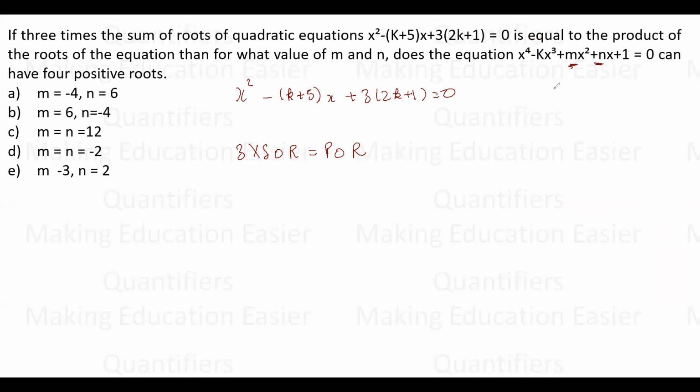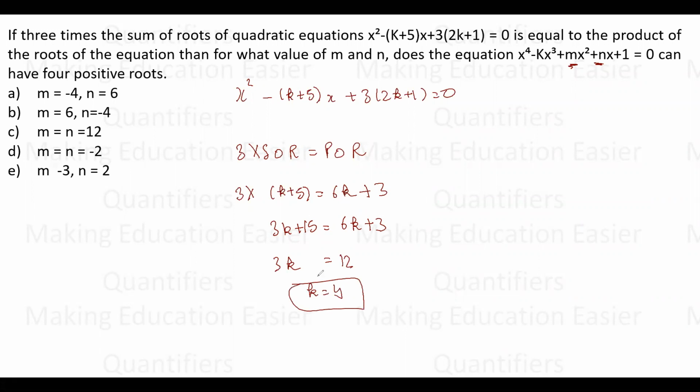So in order to apply Descartes, I need to know the value of k. And how will I know that? 3 into sum of roots. What is sum of roots? k plus 5 is equal to product of roots. That is nothing but 2k plus 1. So basically 3k plus 15 is equal to this 6. This is not 2k plus 1, this is 6k plus 3, right? 3k plus 15 is equal to 6k plus 3. So from here 3k is equal to 12 and k is equal to 4. क्या आया अपने पास? 4. Now if I will substitute 4 here, क्या आएगा मेरे पास?